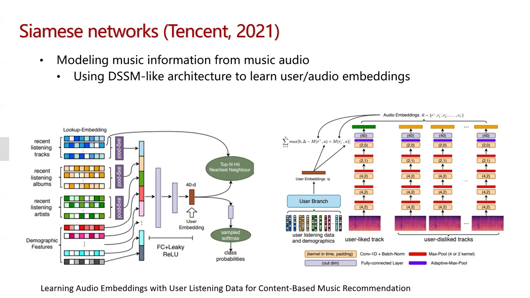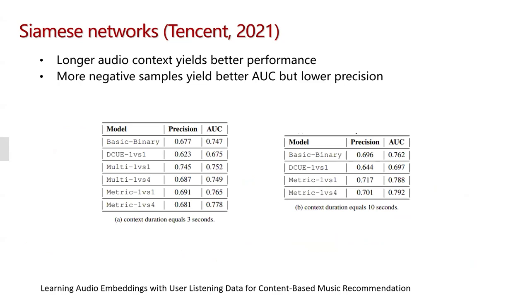So from the experiments, we can see that the longer audio context usually yields better performance. This is because if we learn the audio embedding from, for example, the first 3 seconds or first 10 seconds, the performance may be different, because the beginning of the music may not contain sufficient information about the style or the content, right? So if we have sufficient computational budgets, we can use longer context windows to extract the audio features, right?